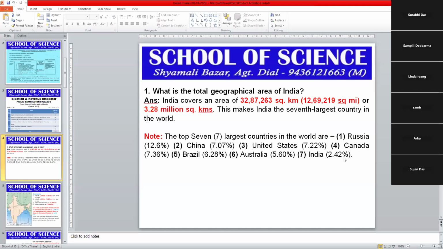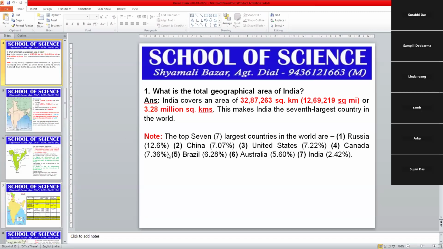So India occupies only 2.42% of the total geographical area of the earth. And Russia almost 12.6% of the total geographical area of the earth. China is 7.07%. So the top seven largest countries in the world are Russia, then China, United States, Canada, Brazil, Australia, and India. India has only 2.42% of the total geographical area of the world.